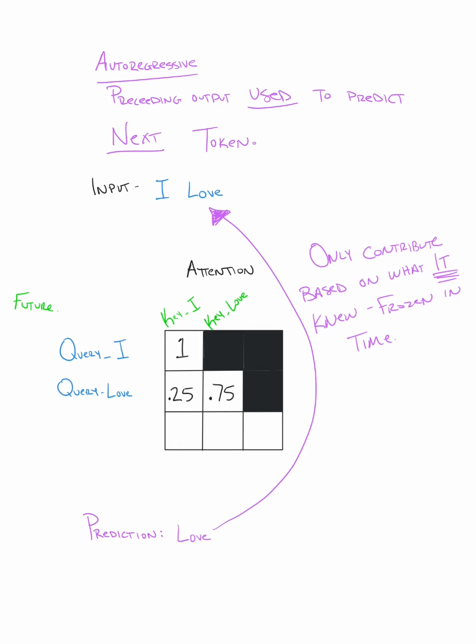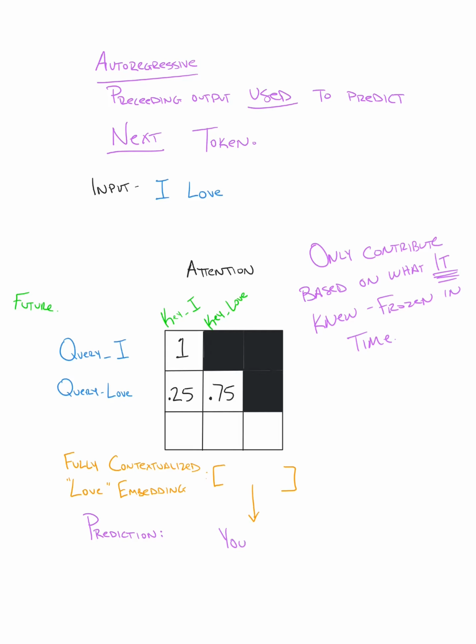Now, decoders only ever pass the last generated token through the model. So our eventual contextualized "love" will be our vector that is used to predict the next token, "you." This perfectly simulates sequential human-like generation, which is the definition of autoregression.